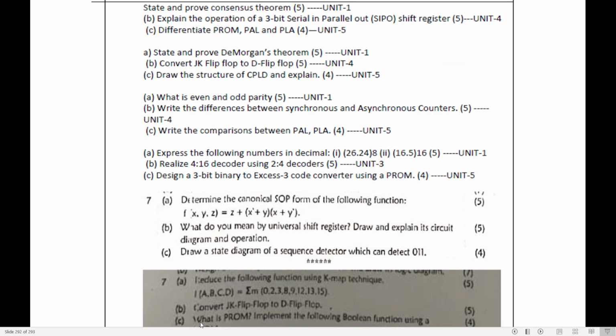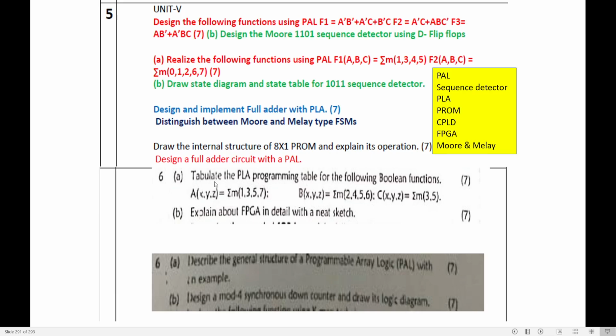And finally, the last one: what is PROM? Implement the following function using PROM. PROM is also repeated. So not only in the Unit 5 fifth question, but also in the last question you get Unit 5 questions.